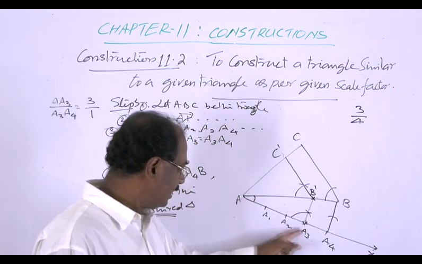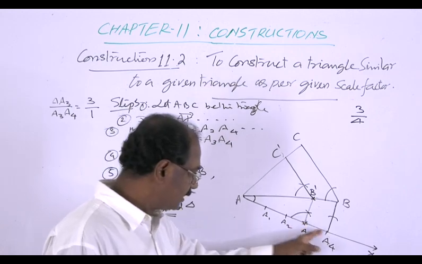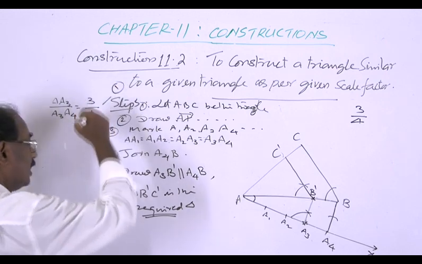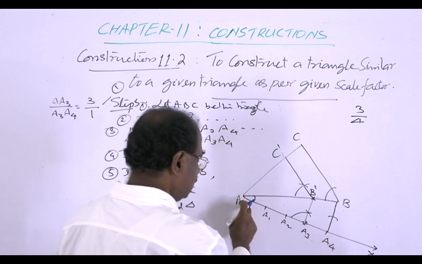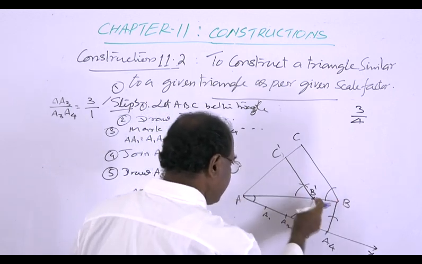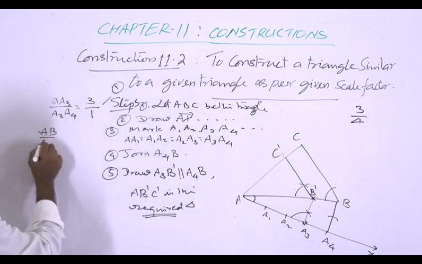Up to this A3, we have 3 divisions, 1, 2, 3. A3 divided by A3A4 is 3 by 1. So this is relation 1, 3 by 1. And now consider this AB divided by AB dash.